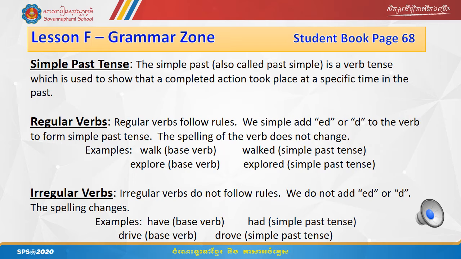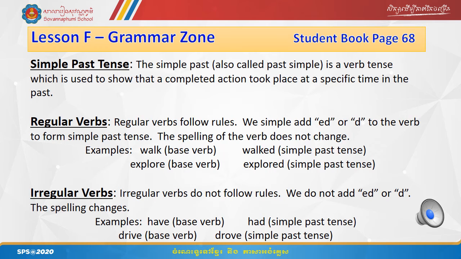Irregular verbs do not follow rules. We do not add ed or d. The spelling changes. Examples: have, base verb, had, simple past tense. Drive, base verb, drove, simple past tense. We just have to memorize these irregular verbs. And with practice, they become second nature to us.